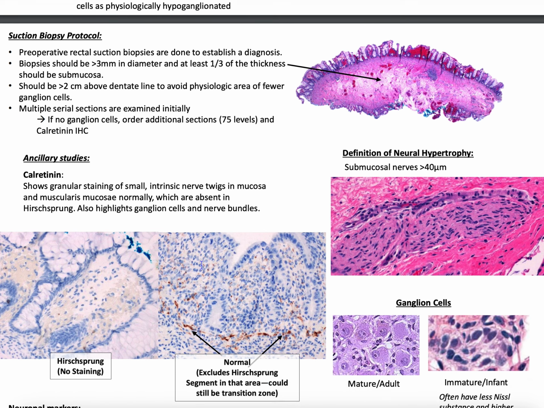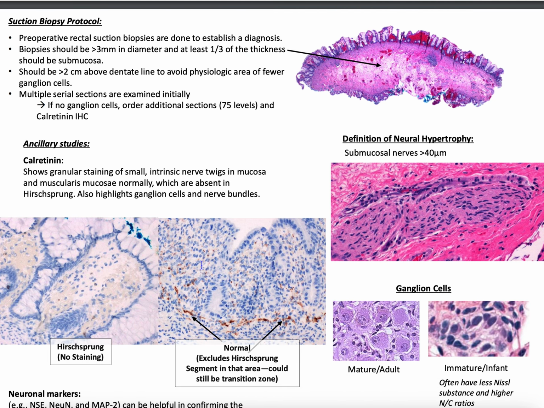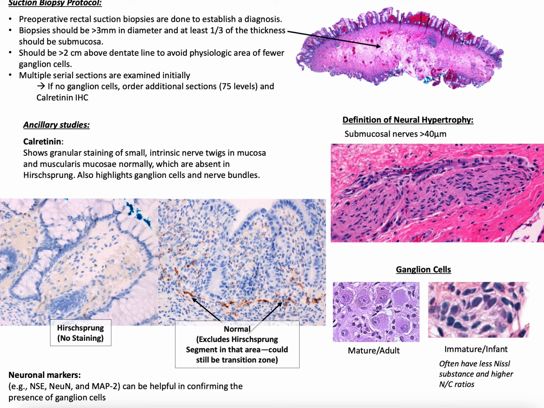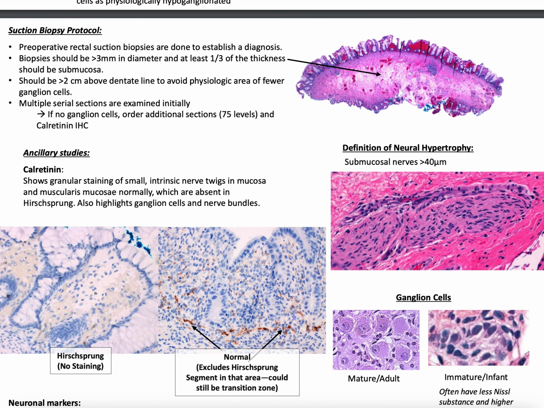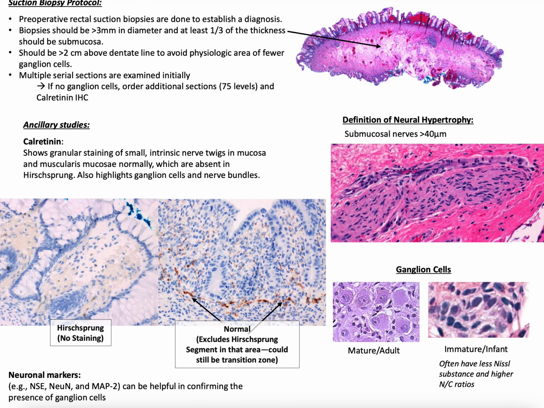Multiple serial sections are examined initially. And if there are no ganglion cells, you order additional levels, 75 levels in fact, and calretinin IHC. Why calretinin IHC? Well, calretinin shows granular staining of small intrinsic nerve twigs in the mucosa and muscularis mucosae normally, which are absent in Hirschsprung's, as you can recall here. It also highlights ganglion cells and nerve bundles.